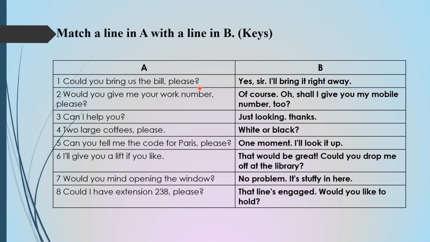Could you bring us the bill, please? Yes, sir, I will bring it right away. Would you give me your work number, please? Of course. Oh, shall I give you my mobile number too? Okay, let me make the first context for you. Could you bring us the bill, please? The context is you are in a restaurant, maybe with your family, and whenever you have finished eating, you see the waiter and you say, could you bring us the bill, please?